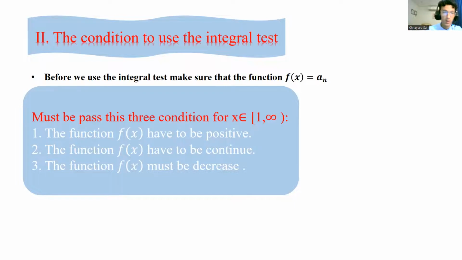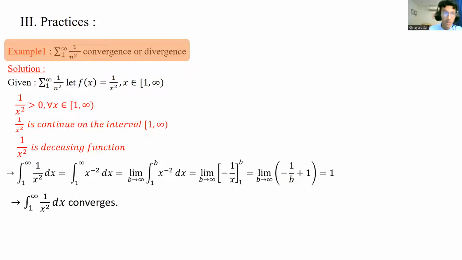So let's move to the practice, where I'm going to show you some examples. Let's see the first example here. They want us to prove whether the series is convergent or divergent. Before we do, let f(x) equal 1 over x squared. To know whether the function passes the three conditions or not, the first thing is that this function is always positive. Yes, it's true because x squared is always positive, so the function passes the first condition.